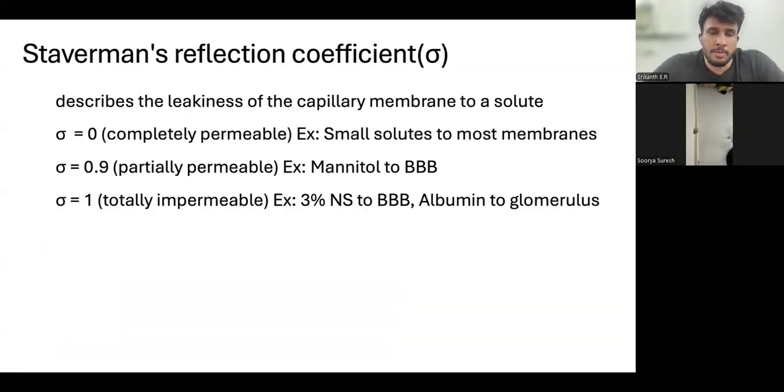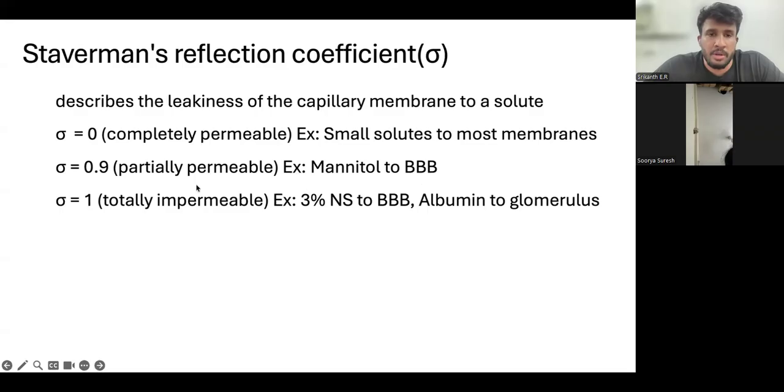So we need to understand a concept called the Staverman's reflection coefficient to proceed any further. It describes the leakiness of a membrane to a solute. It depends on both the membrane and the nature of the solute. For example, if the Staverman's reflection coefficient is zero, it means that the solute is completely permeable to the membrane. Small solutes, like let's say sodium, can easily pass through most membranes, so this will have a Staverman's reflection coefficient of zero. So you need to understand that only solutes that are partially permeable or completely impermeable will exert any oncotic force, because if it is completely permeable, the concentration gradient would not be there. So there would be no oncotic force.